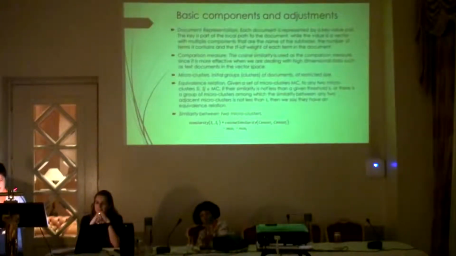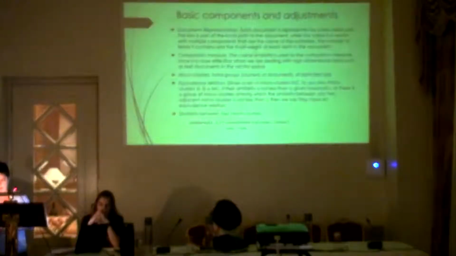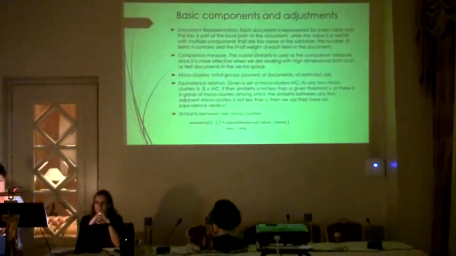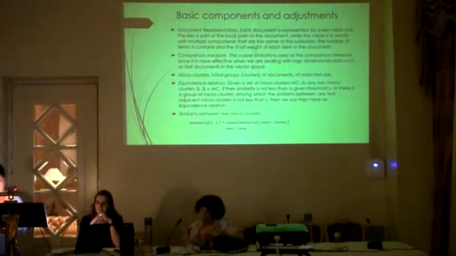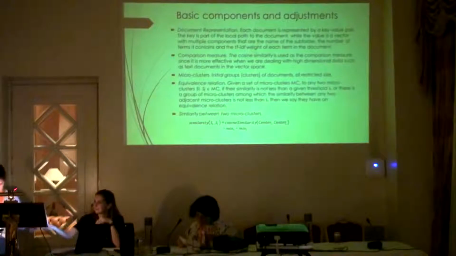Cosine similarity is used as the comparison measure due to its efficiency when we are dealing with high-dimensional data, such as text documents in the vector space. The two core components are microclusters, which are clusters of restricted size represented by a suitable vector, and the equivalence relation, which provides a formula to decide whether two microclusters are similar enough and should be grouped together.